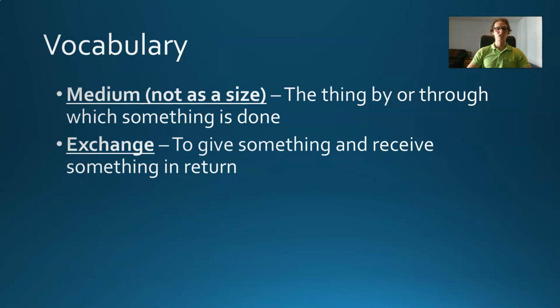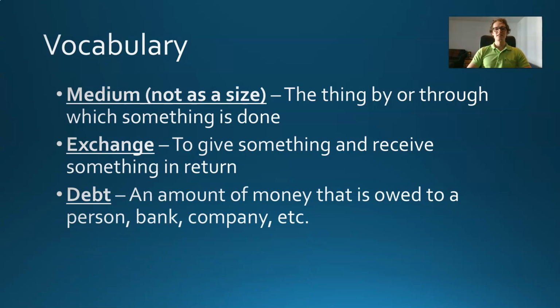Next is exchange. That means to give something and receive something in return. Okay, think of your own examples, pause the video if you need to, and here's my example. Again, money is a medium of exchange. Or I could say, I'm going to exchange some money for some food. Or I'm going to exchange a banana for a chicken. Something like that, okay? The next word is debt.